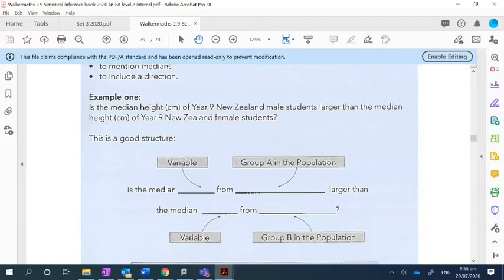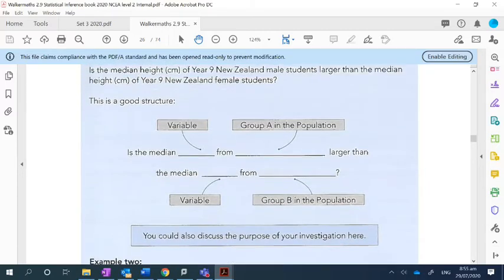So do you see that the sentence is two parts that are exactly the same with a comparison phrase between them? Are they larger than, shorter than, way more, smarter than? Is smarter than a good one? Could you measure that numerically? Not really. You could do higher grades. You could do that numerically.